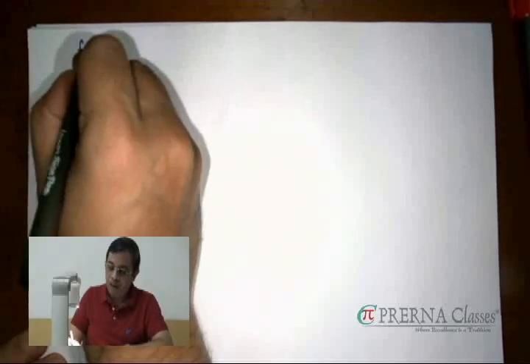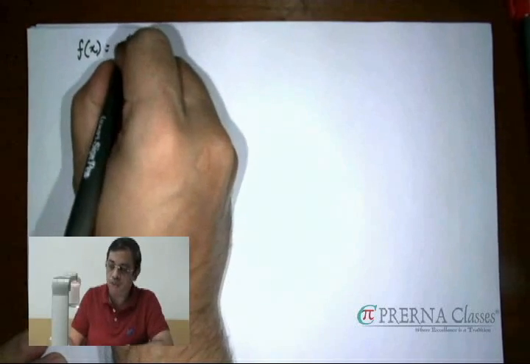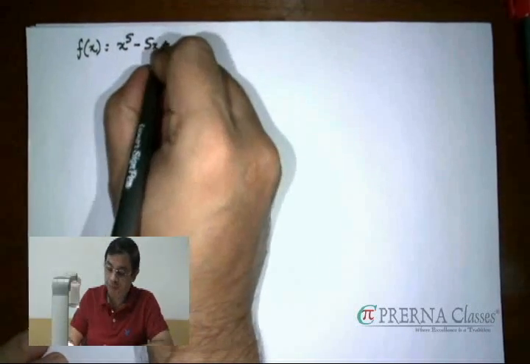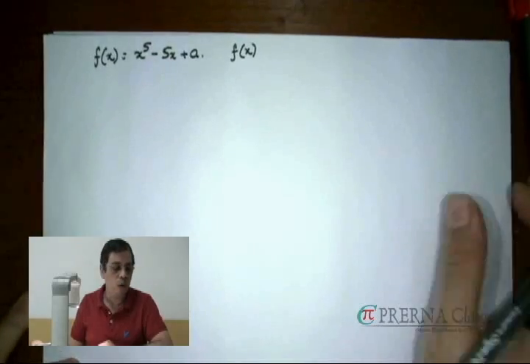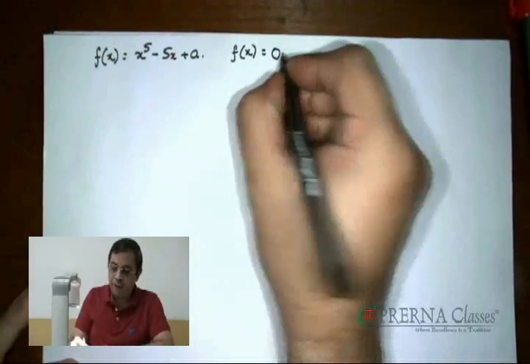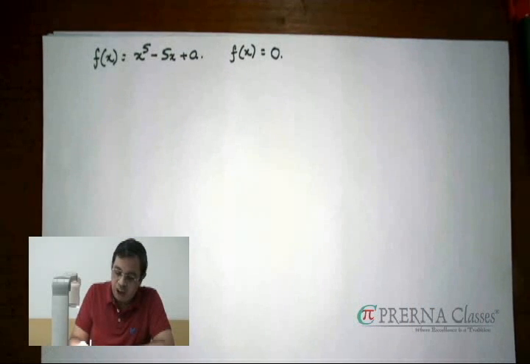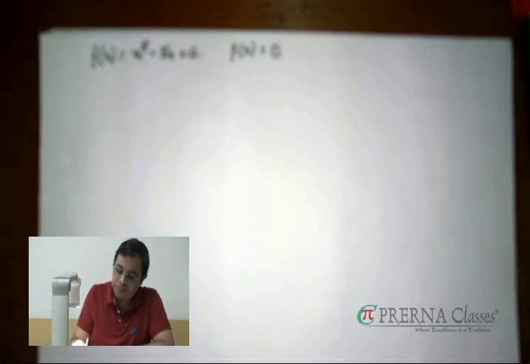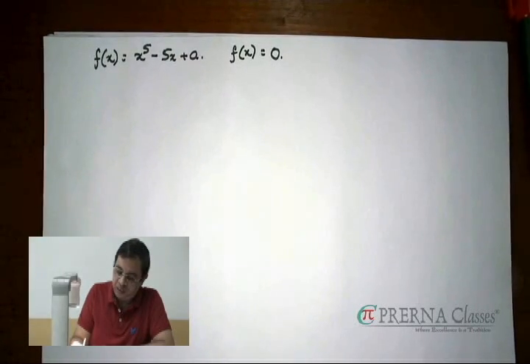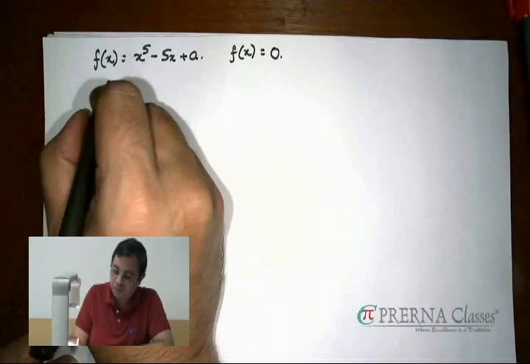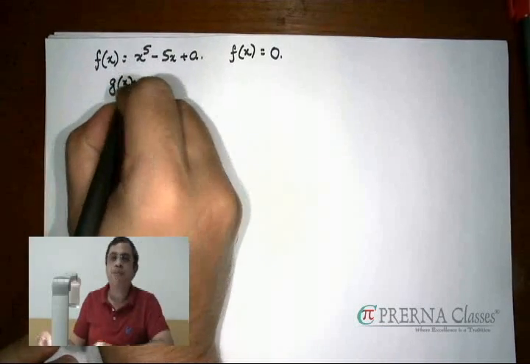The next question dealt with a 5th degree polynomial like this, and we are looking for the number of roots of this equation depending on the value of A. Effectively, when we are looking to solve this equation, we are looking at figuring out the number of intersections of these two curves.